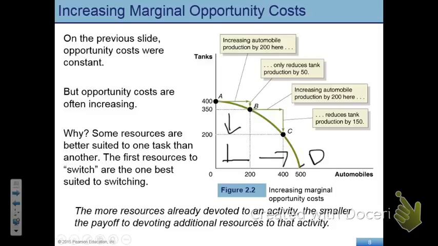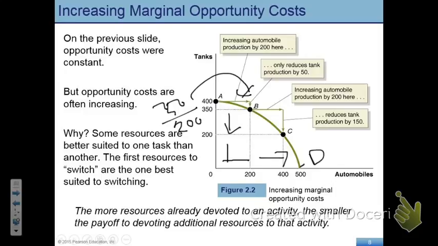So how many tanks are you giving up when you are producing one automobile? In order to produce 200 automobiles, you are giving up 50. In order to produce one, you are giving up 50 divided by 200, right? And that's the opportunity cost of going from A to B. How much is that? That's about 1/4. Isn't that right? That's right, but that's what he said first. Oh, I didn't hear that, or I didn't understand that.